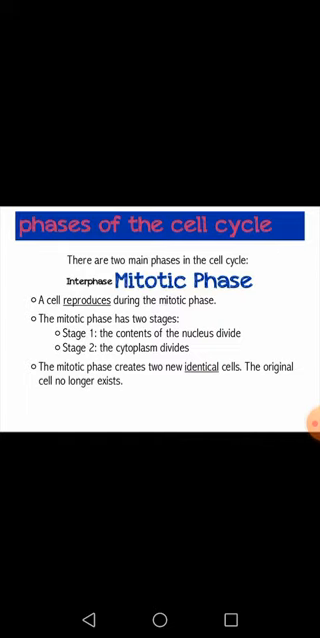In this process, the cytoplasm is going to divide, and finally after the mitotic phase or mitosis, two similar or identical daughter cells are going to form. Meaning after the mitotic division, two identical daughter cells are created, and the original cell no longer exists, because the original parental cell is going to completely divide and form two daughter cells.